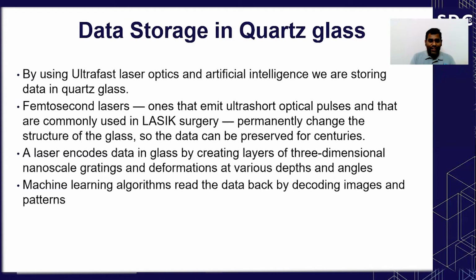A laser encodes data in glass by creating layers of three-dimensional nanoscale gratings and deformations at various depths and angles. So once we write the data, by using machine learning algorithms, we are able to read the data back by decoding the images and patterns.